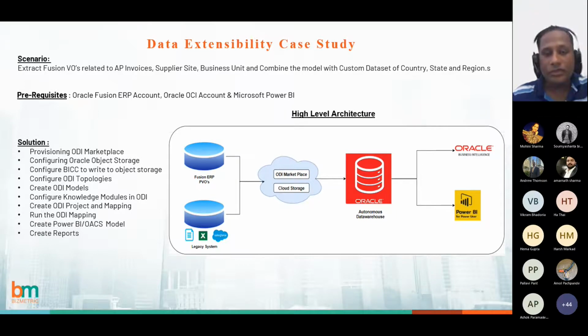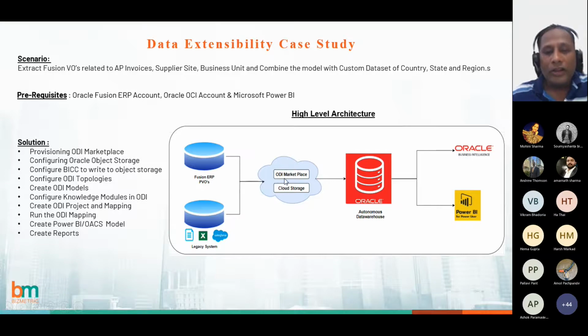And we have combined this data with a custom data set of country, state, and region. We created one Excel sheet on the basis of the US country and their states and regions. As you can see in this high level architecture diagram, we have extracted the Fusion ERP VOs, and we have the legacy system, where we have used Excel in this example, in this case study. However, as I said, we can use Salesforce or any other legacy applications.